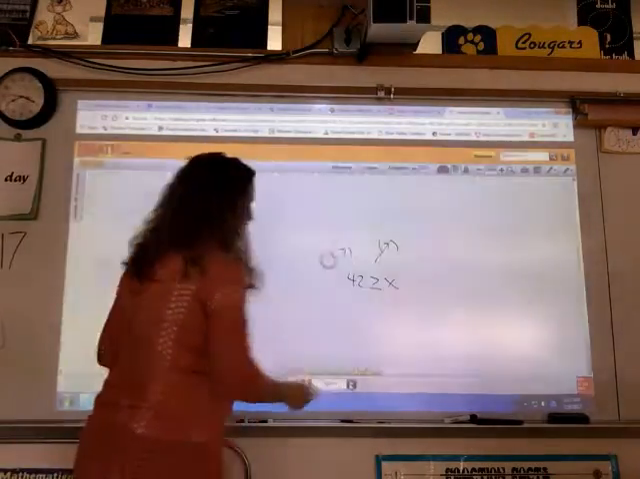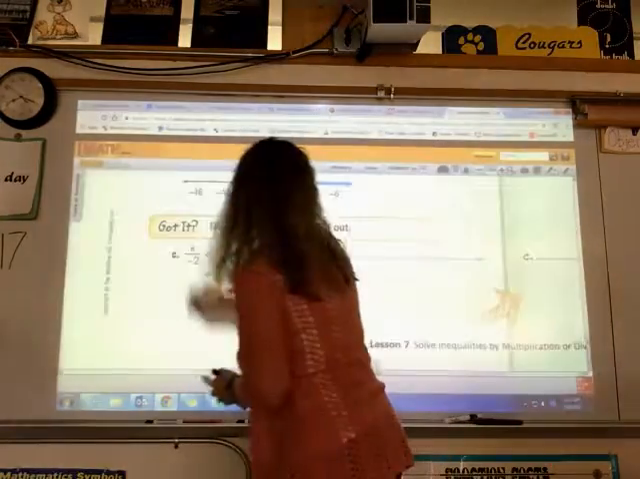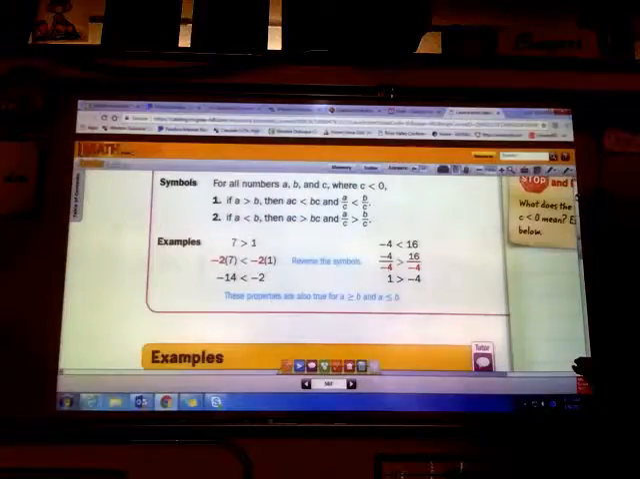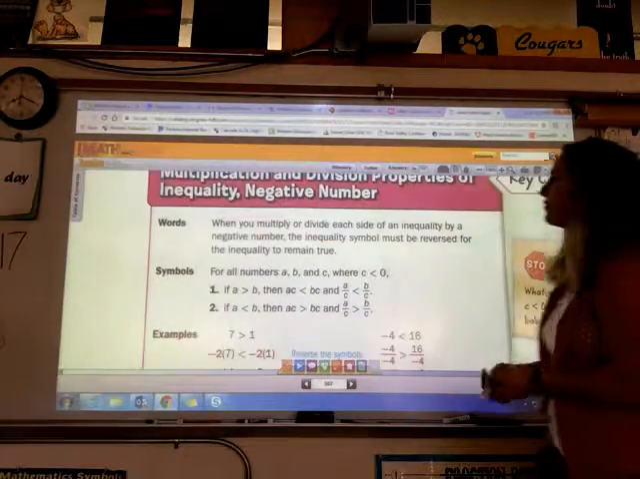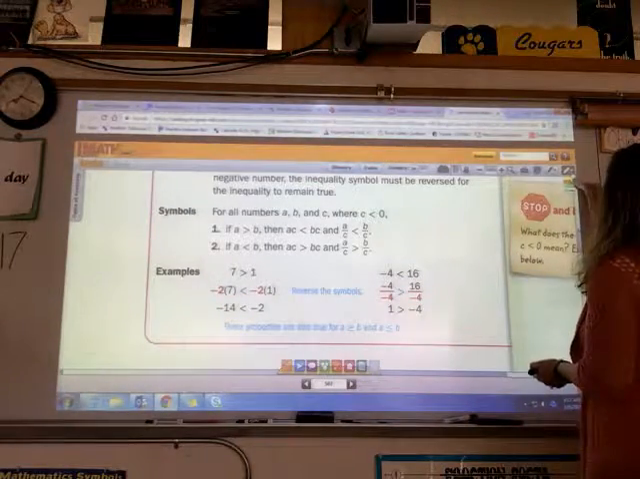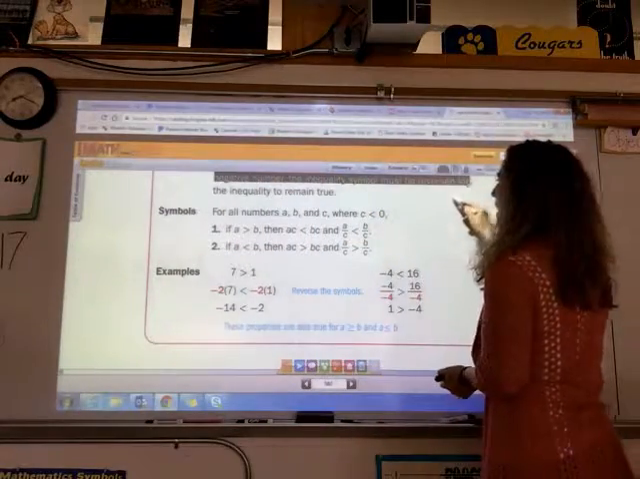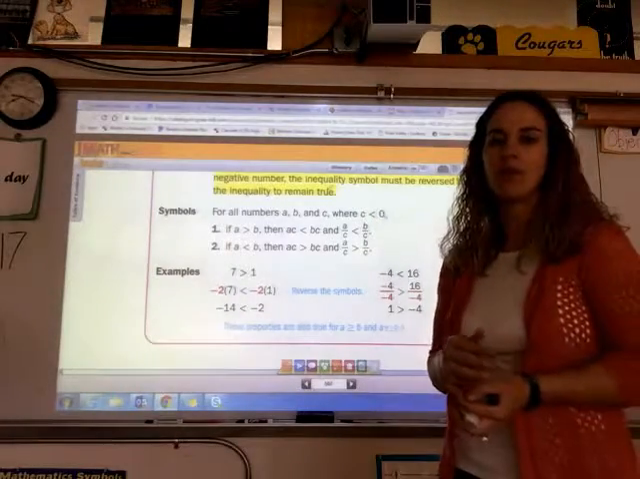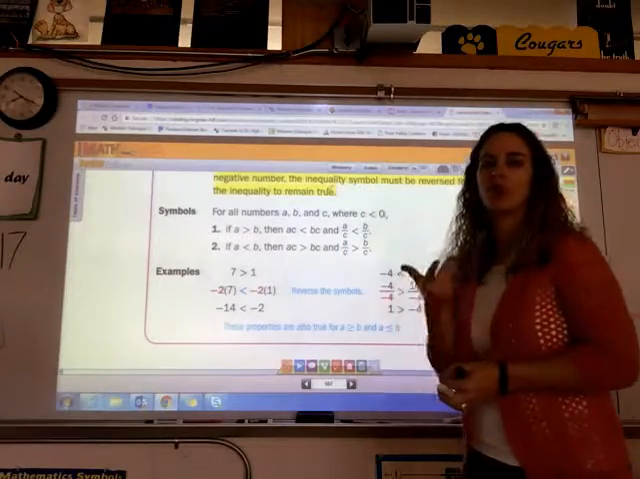When we take a look at page 507, this is going to be when we are working with negative numbers. So we have to be careful on these, because when we're multiplying or dividing by negative numbers, one of the things we have to do is flip or reverse that inequality sign. What I would recommend doing at this time is highlighting or putting a star by these words right up here. Again, if you are going to be multiplying or dividing by a negative number, we have to flip or reverse the inequality symbol.